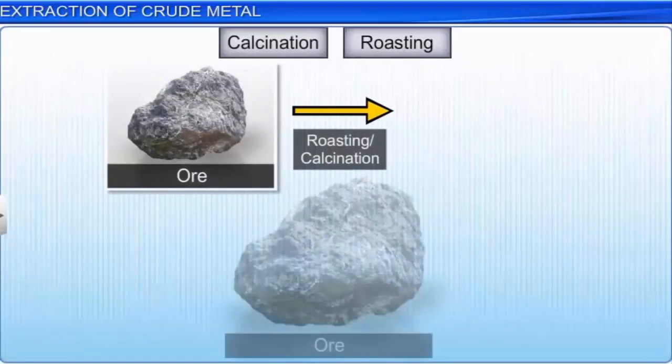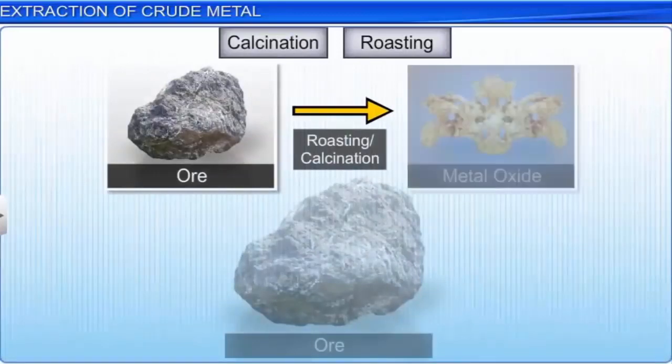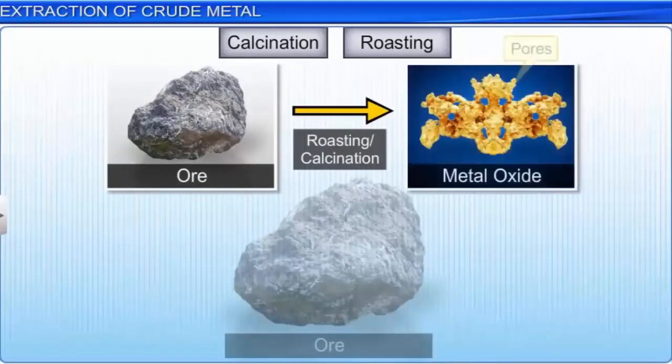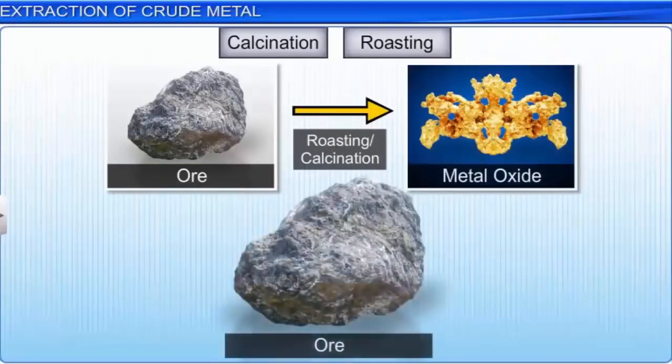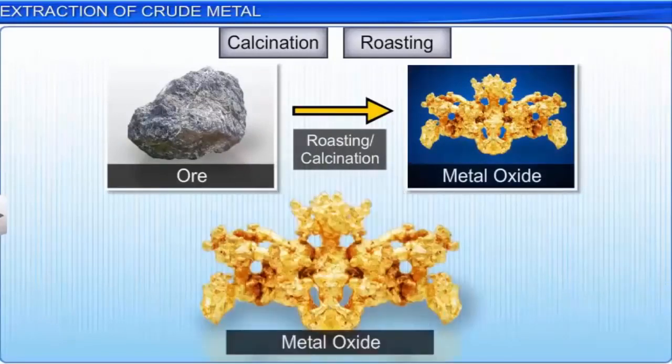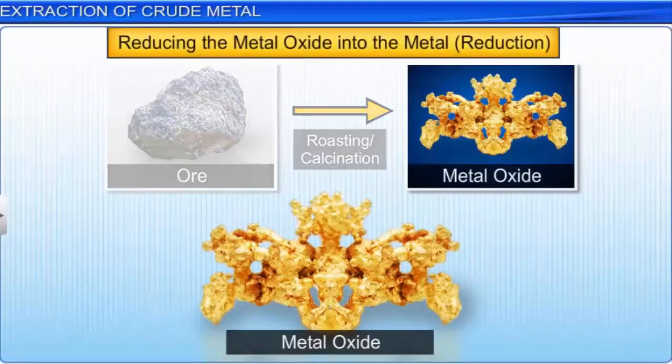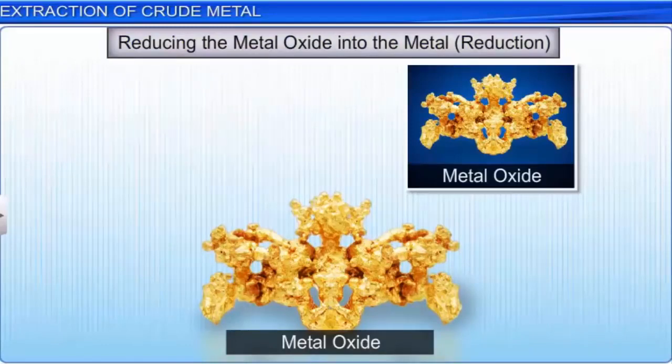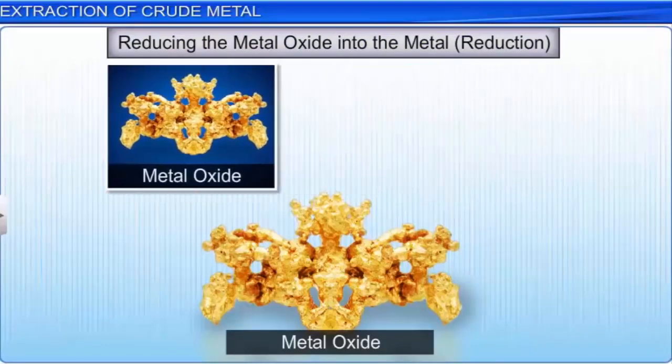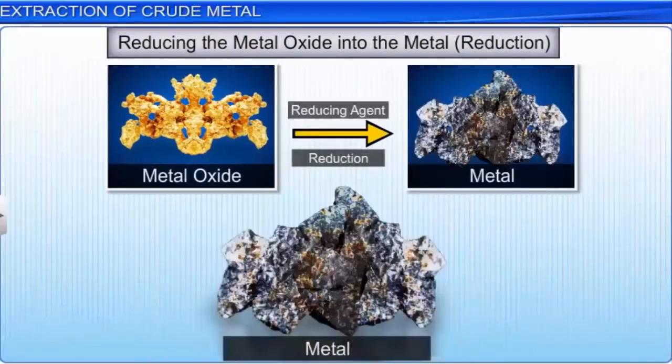Roasting or calcination converts an ore into metal oxide and makes it porous. The metal oxide is porous because the volatile impurities are expelled and the moisture is removed during roasting or calcination. Now, the metal oxide is suitable for reduction. The metal oxide is reduced to metal by using a suitable reducing agent.